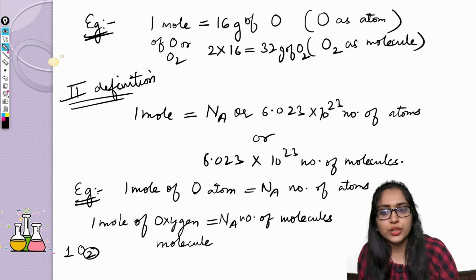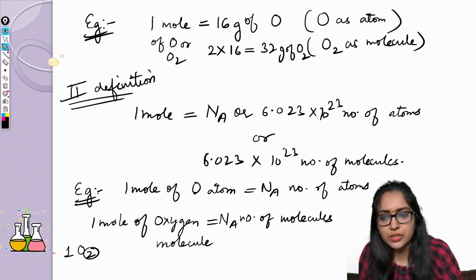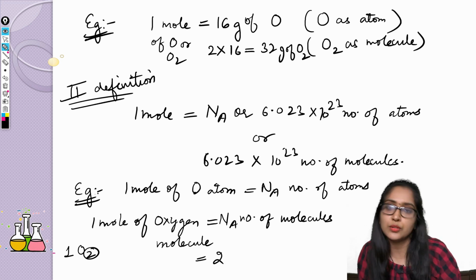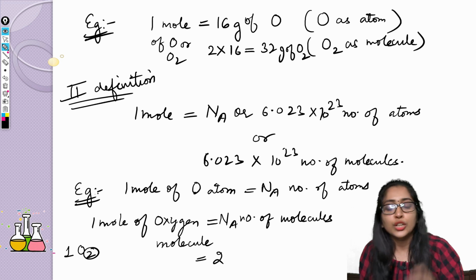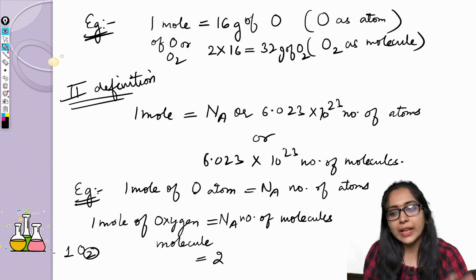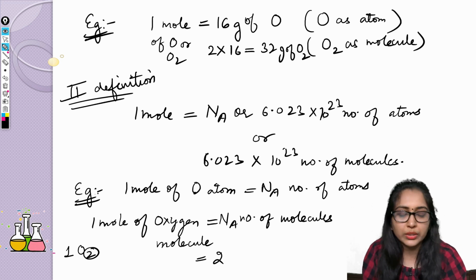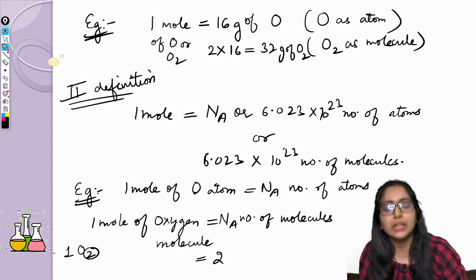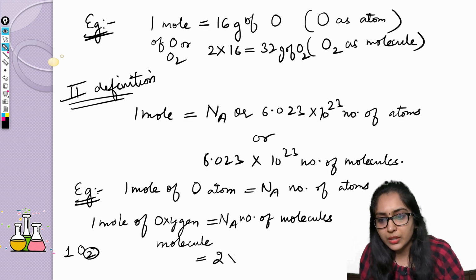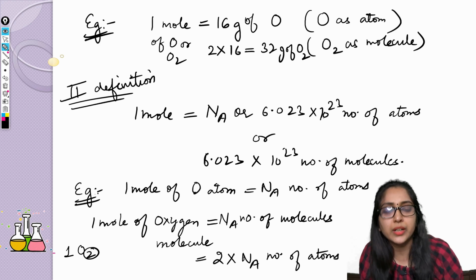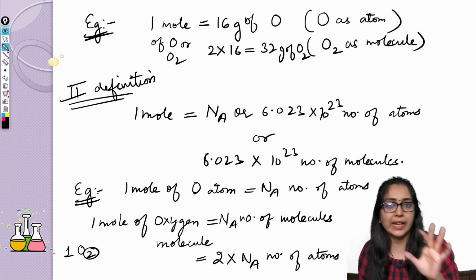So whatever the number of molecules, you have to just multiply with 2, because 2 is the atomicity of O2. Whichever gas you are taking, like ozone, you will multiply this Avogadro number with 3. So 2 into Na number of molecules, sorry, number of atoms. Now you have converted it into number of atoms, right? So this was the second definition.